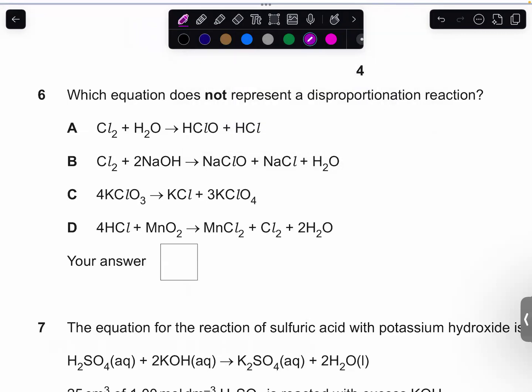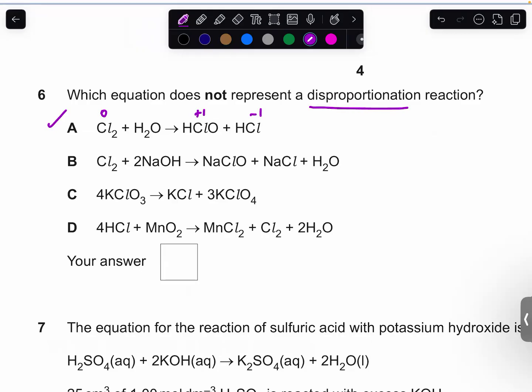Which equation does not represent the disproportionation? Disproportionation is where the same element is being oxidized and reduced. Let's look at each one. Chlorine, stick to purple. Chlorine is 0 here. It goes to +1 here and a -1. That is disproportionation.